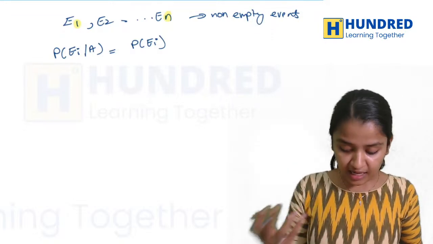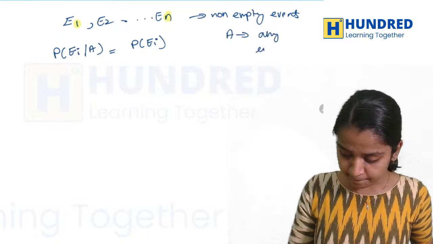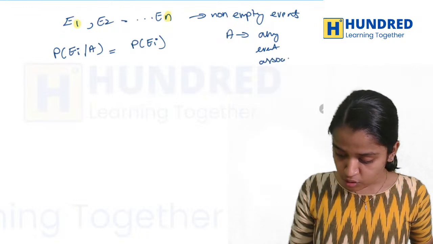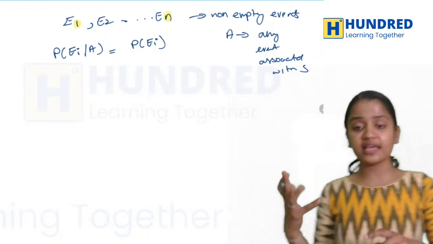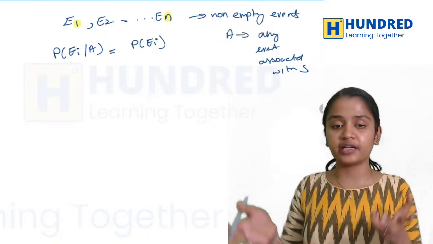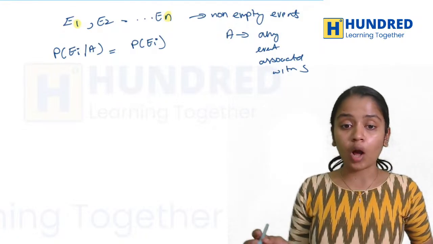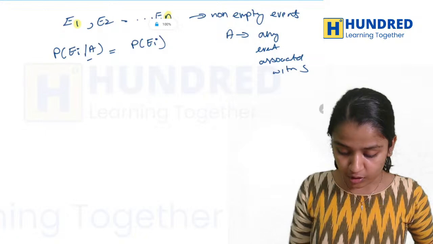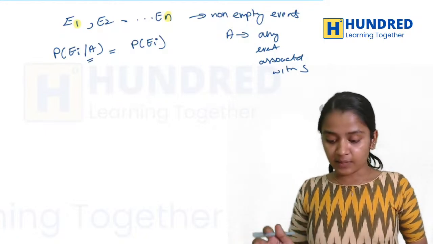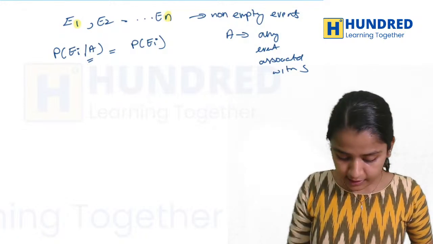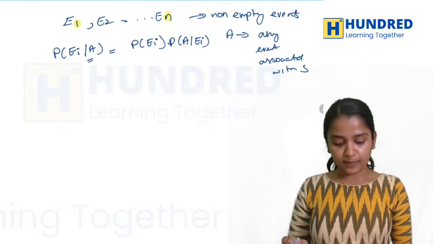A is any event associated with S. So what is my A? A is nothing but any event associated with S; it should have some relation with S. Okay, so now what I do is take the probability of that particular event. If they ask for a new event after giving the association, the formula is P of Ei into P of A by Ei.